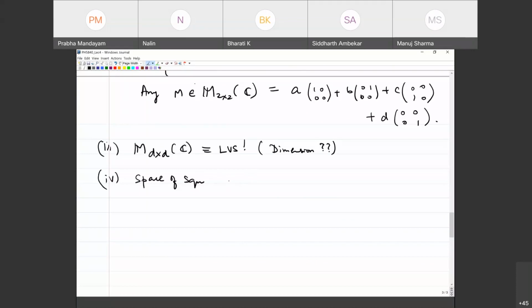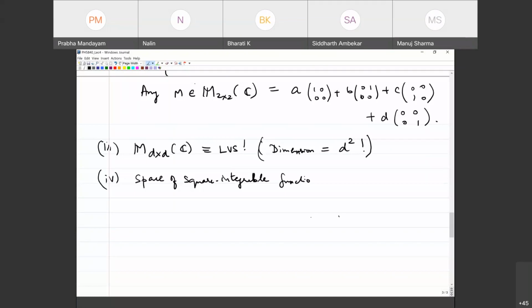Yes, indeed, someone actually wrote the answer in the chat. So the dimension of this space is indeed d squared. And I hope you can convince yourself that there is indeed a basis of d squared matrices that spans this space, and every element can be written in terms of that. Okay, good. So the final example I want to mention is the space of square integrable functions.